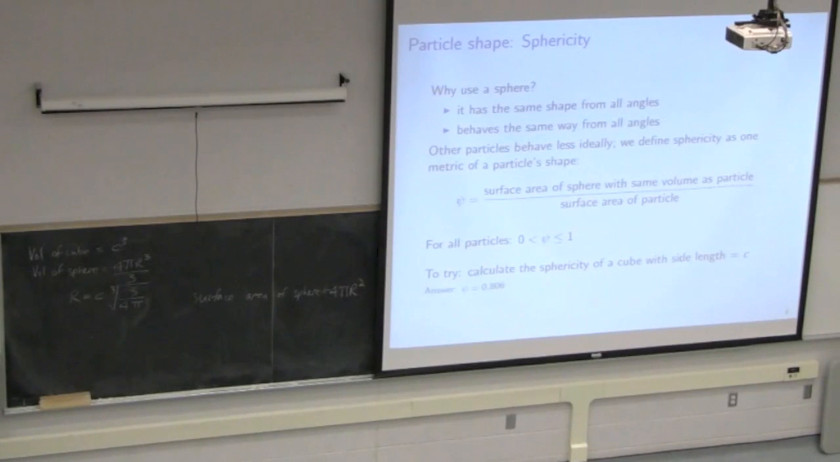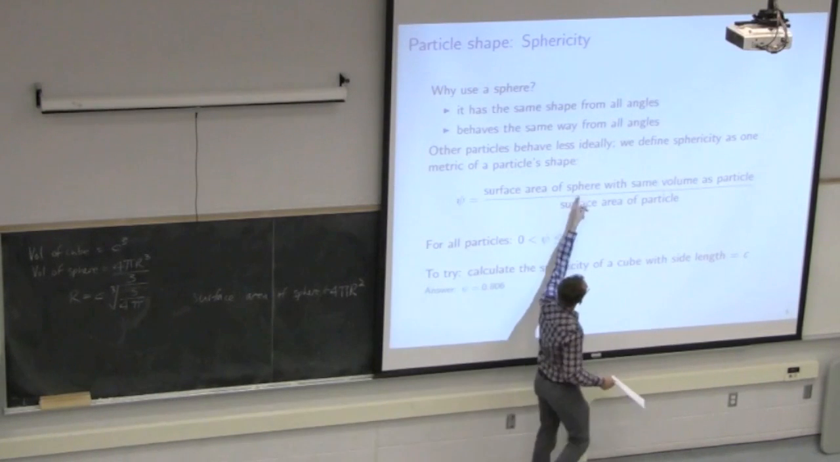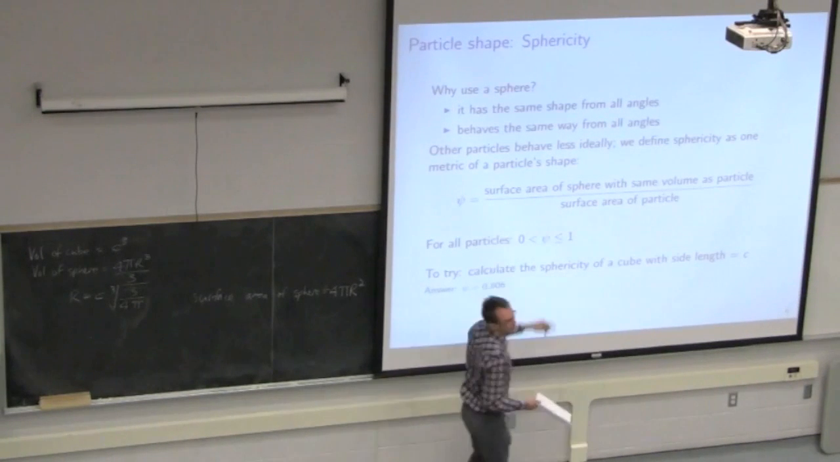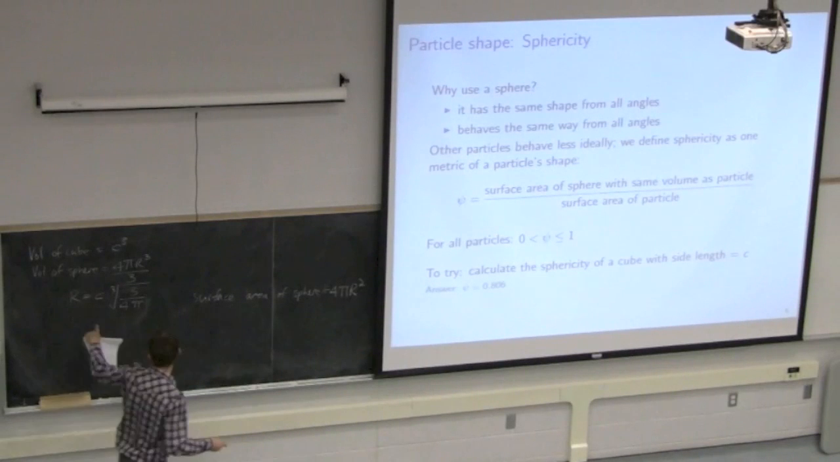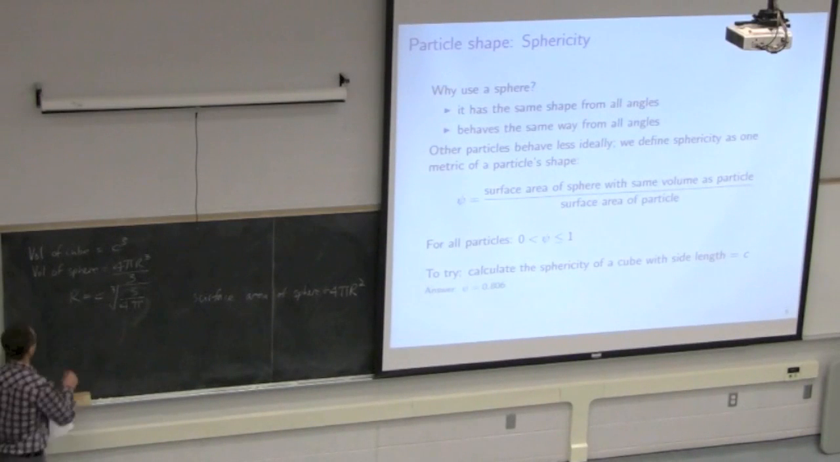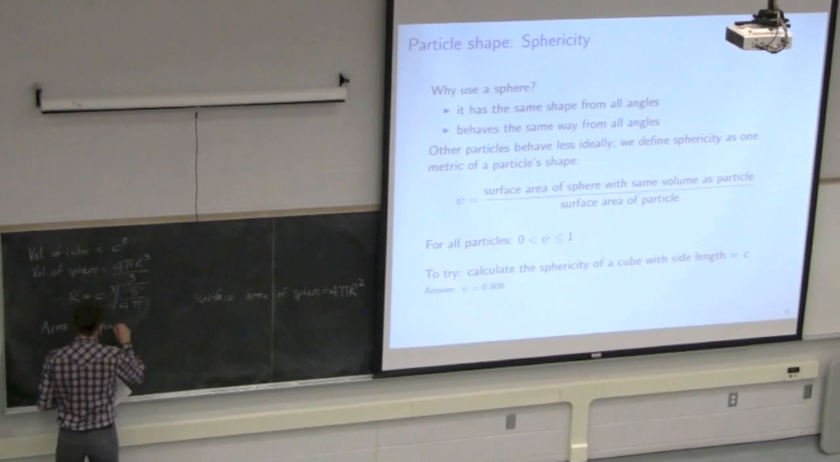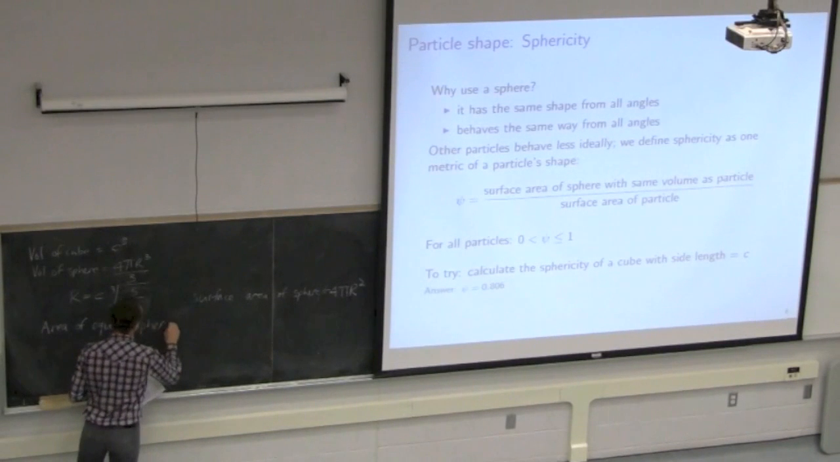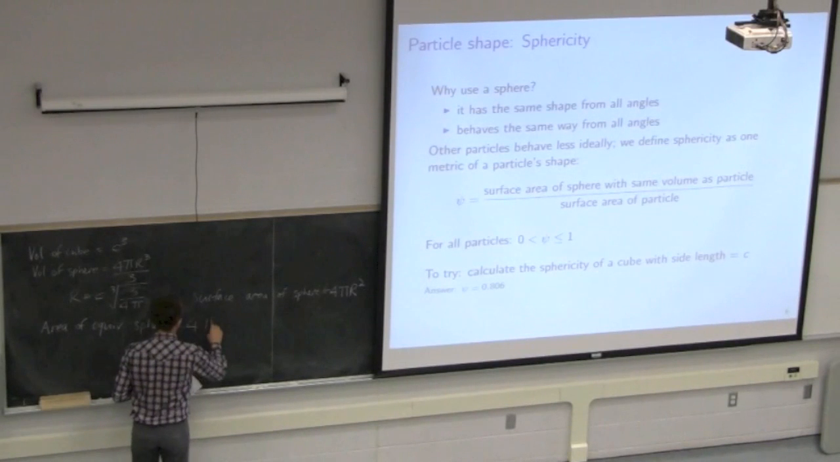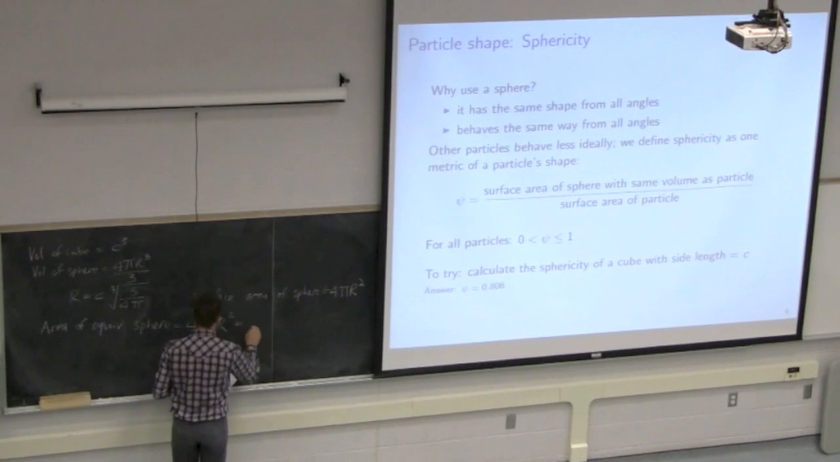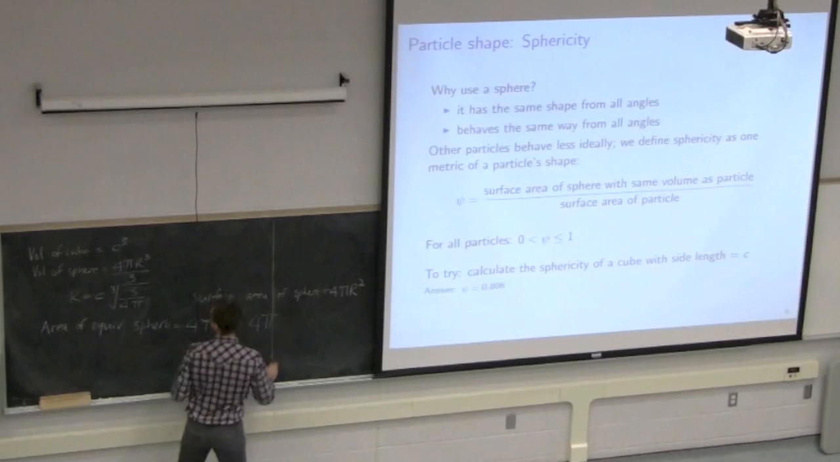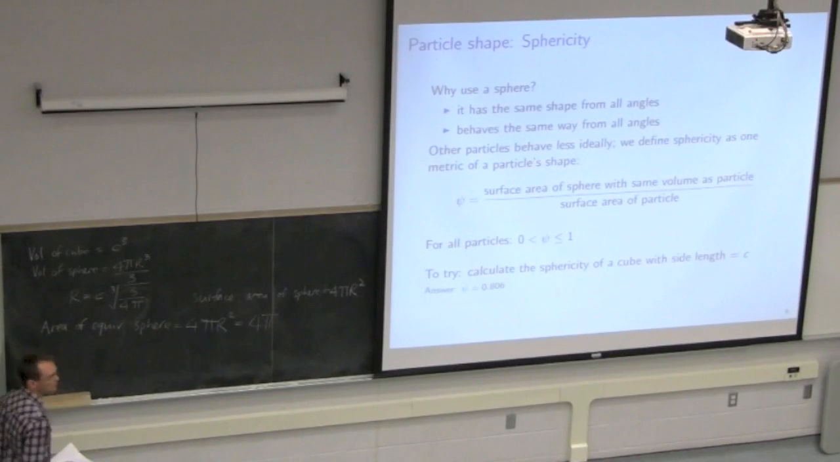Set this equal to the volume of a cube and solve for the radius of that sphere. So what's the sphere with the same volume as the particle? We want to first calculate the sphere with the same volume as the particle, and then what's the surface area of that sphere? Well, we now know the radius of that sphere. We can calculate the surface area of that sphere. So let's call this the area of the equivalent sphere, which is equal to 4 pi r squared, equal to 4 times pi times this term squared.